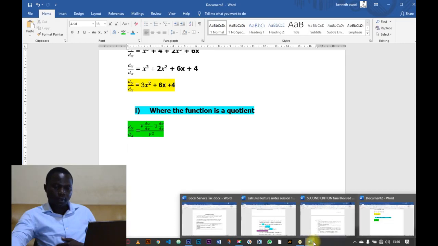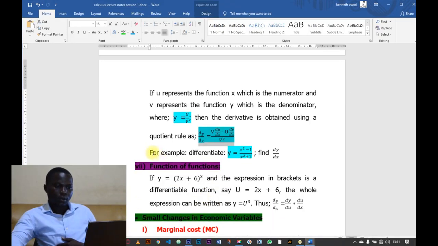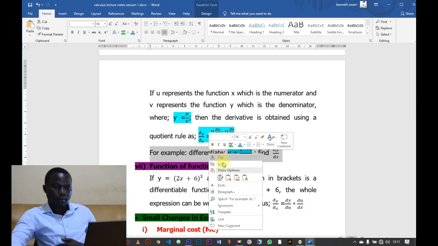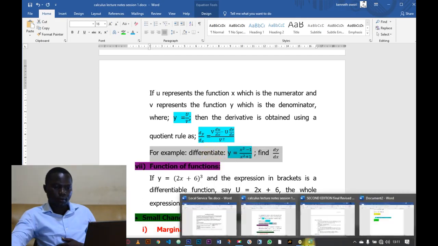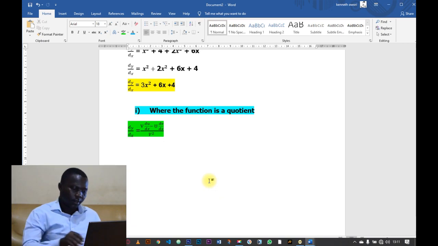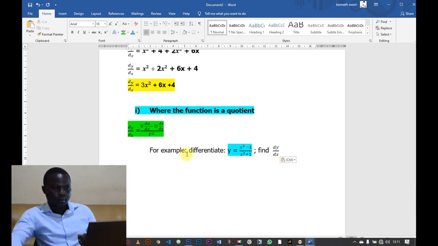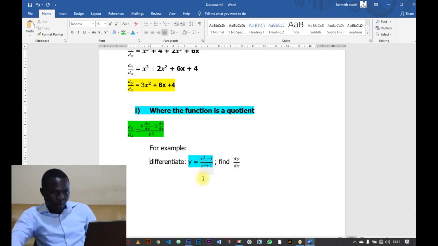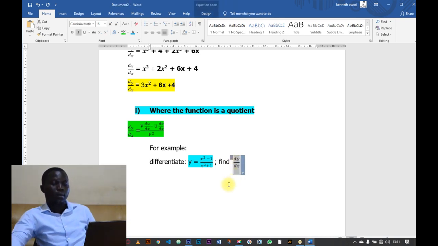So we have an example here. The example says differentiate y equals x squared minus 1 over x squared plus 1. So the question is find dy dx, meaning you have to differentiate the expression of y to obtain the derivative dy dx.